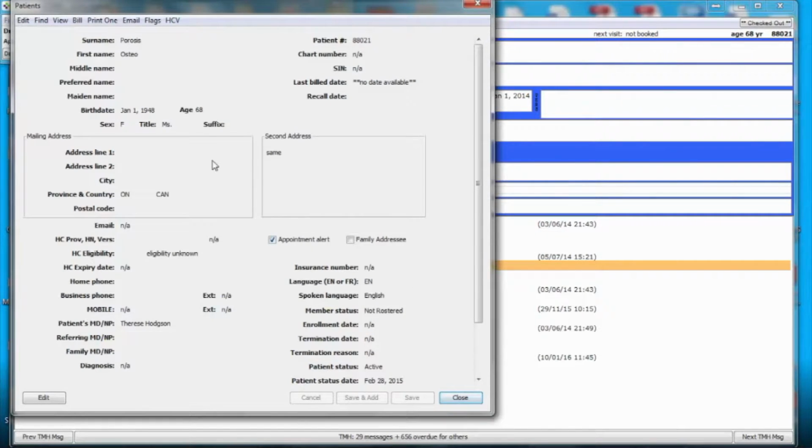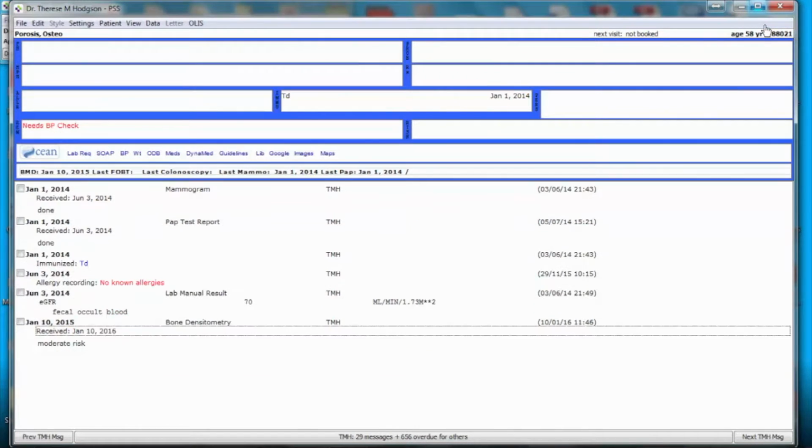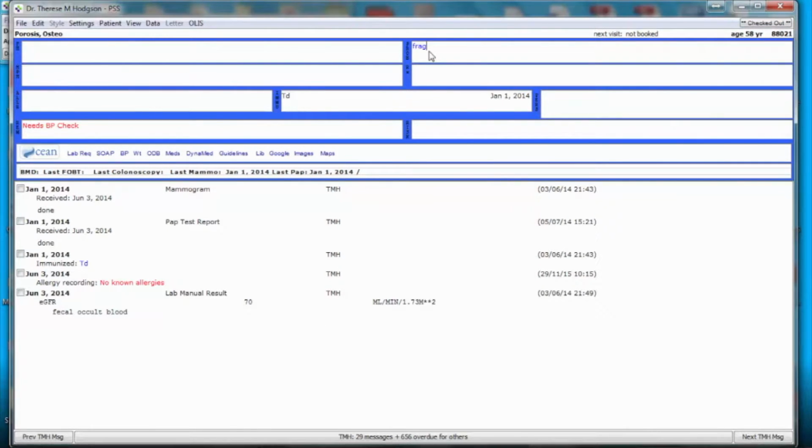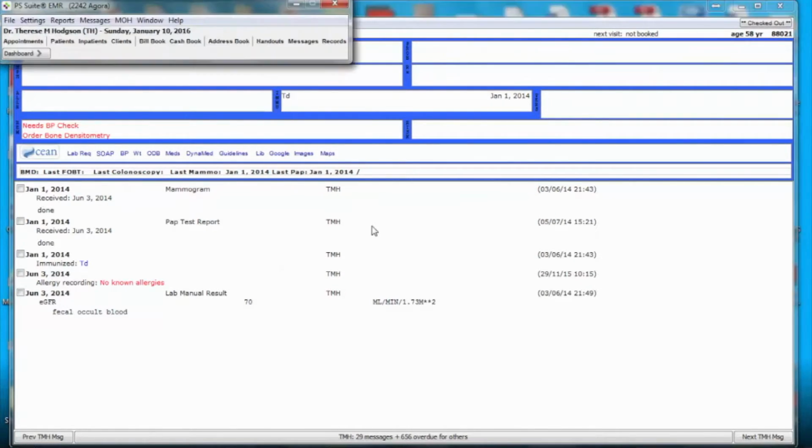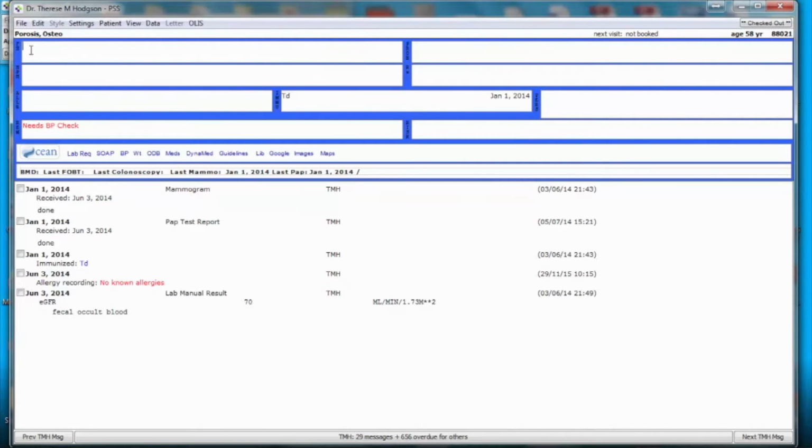Now let's say our patient was less than 65. Let's put her at 58. We will see that the reminders disappear. Let's say she had suffered a fragility wrist fracture. We will see that this will populate to order a bone mineral density. This will only populate if the patient is over age 50. Let's remove this, and we should see the reminder disappear. Let's say her mother had a hip fracture.